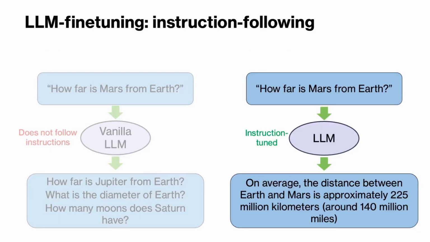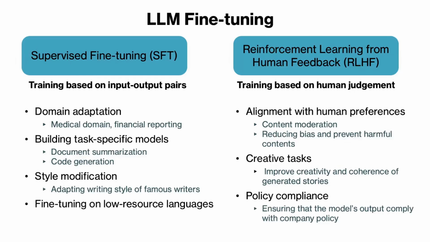An instruction-tuned model is a model that is fine-tuned to follow instructions. So if we ask the same question from the instruction-tuned LLM, it will provide a proper response instead of generating similar questions. There are two categories for fine-tuning LLMs: supervised fine-tuning and reinforcement learning with human feedback, or RLHF.